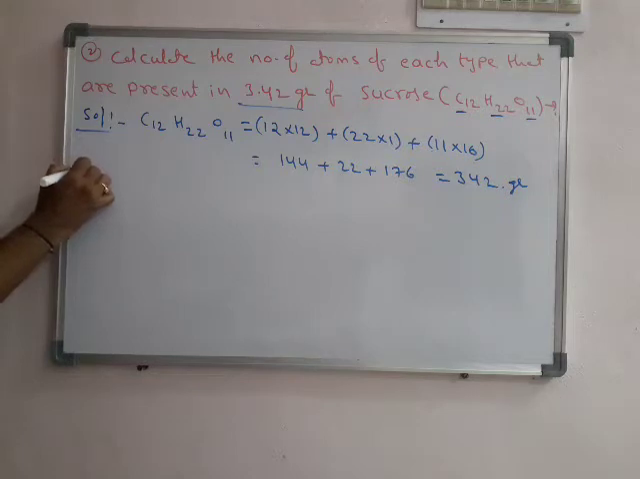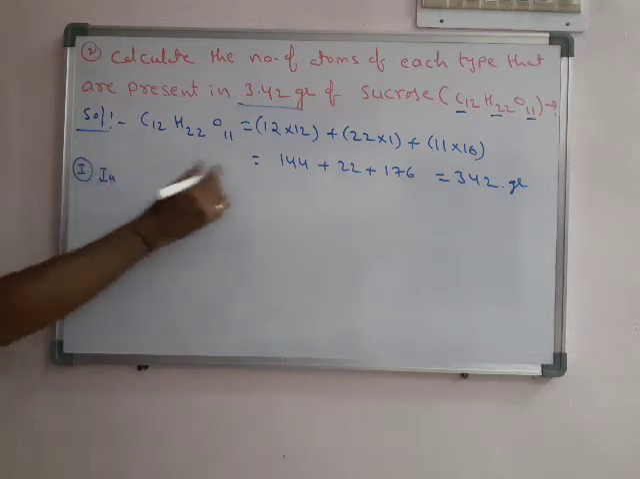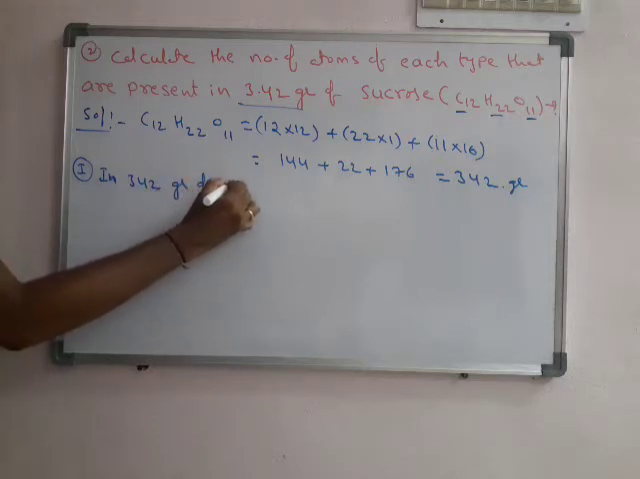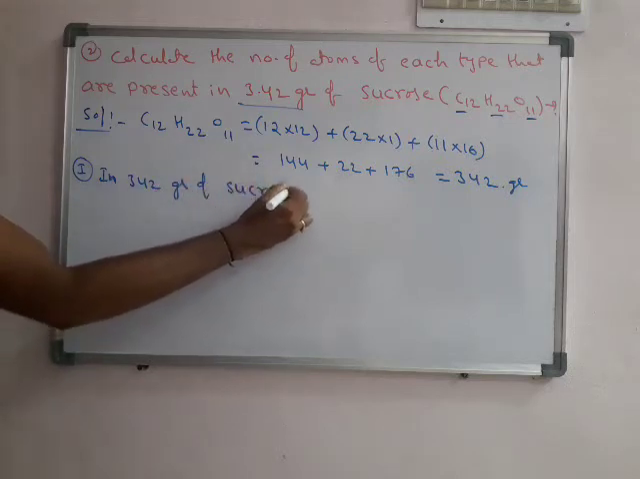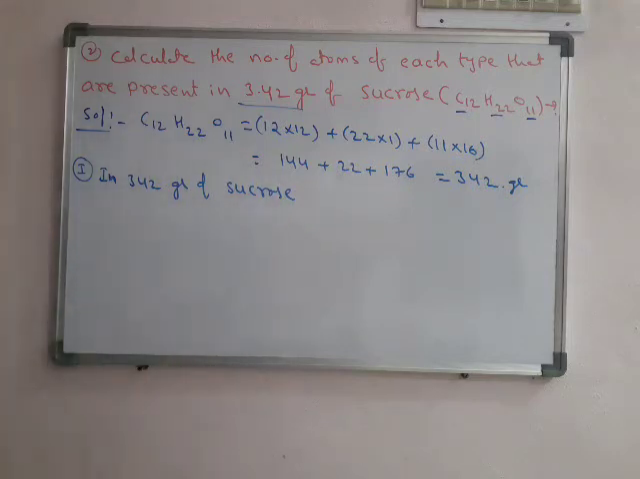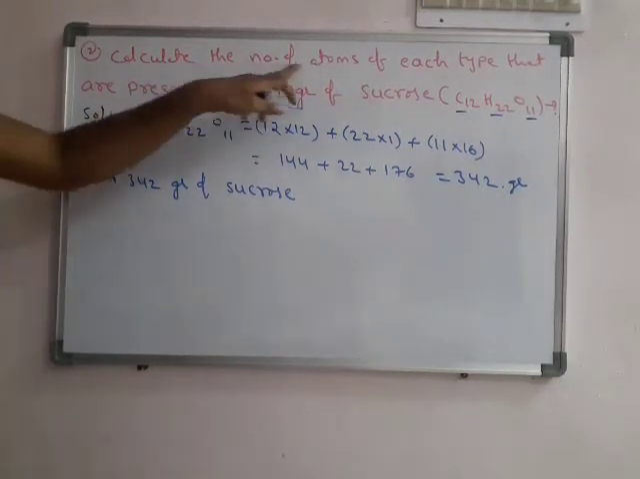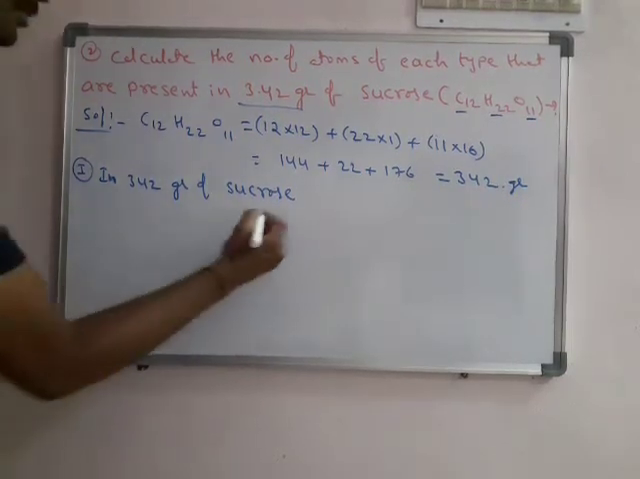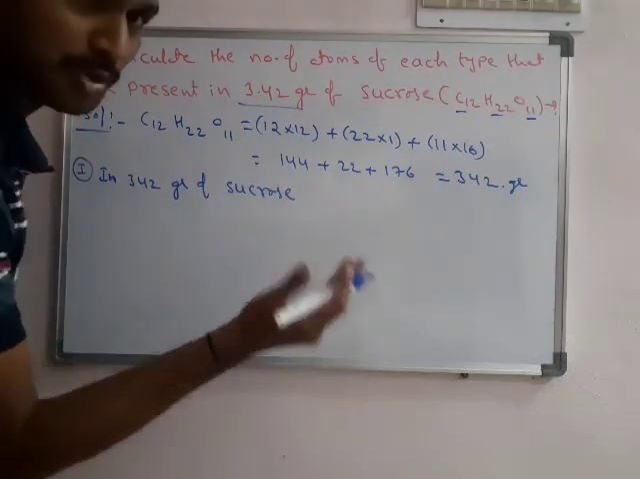See, first we calculate the carbons. Okay, carbon atoms find out చేద్దాం. So with the help of this molecular weight you can write: in 342 grams of sucrose, how much carbon is present? 144 grams of carbon is present. In terms of, so we need to ask the number of atoms. So already we have a formula that number of atoms equals moles into Avogadro number. Moles into Avogadro number.